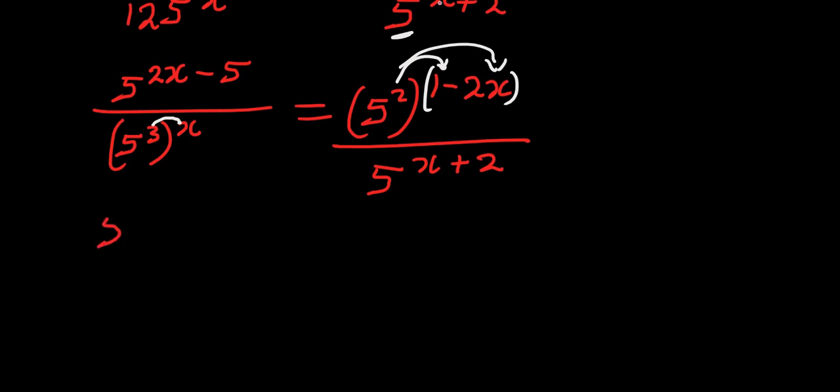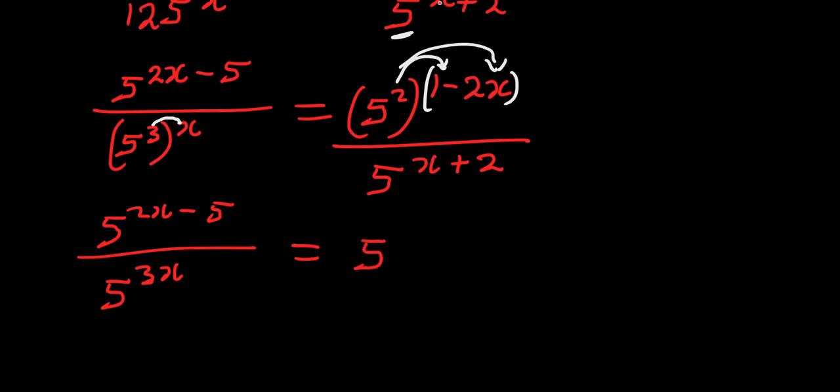So when we do that, this equation becomes 5 exponent 2x minus 5 over 5 exponent 3x, since 3 times x is going to give us 3x, and this will be equal to 5 exponent, so 2 times 1 is going to give us 2, and 2 times negative 2x is going to give us negative 4x, over 5 exponent x plus 2.